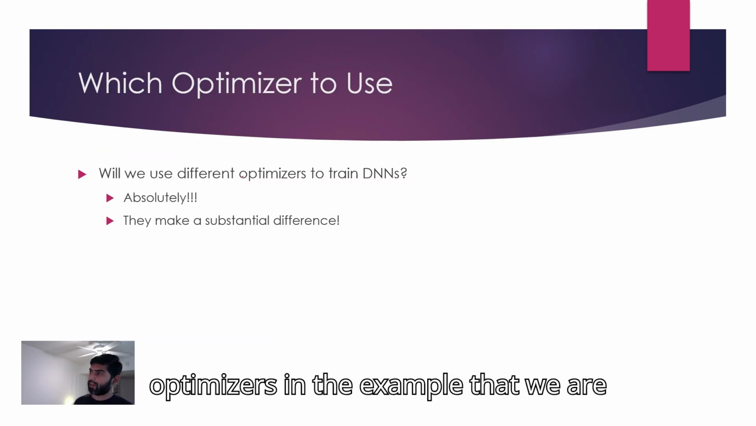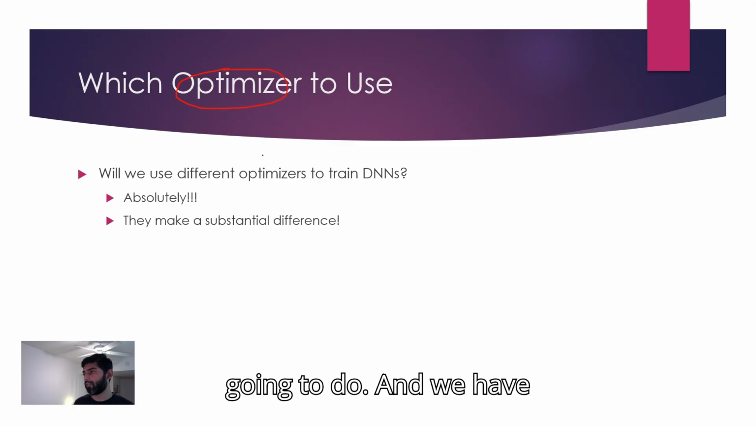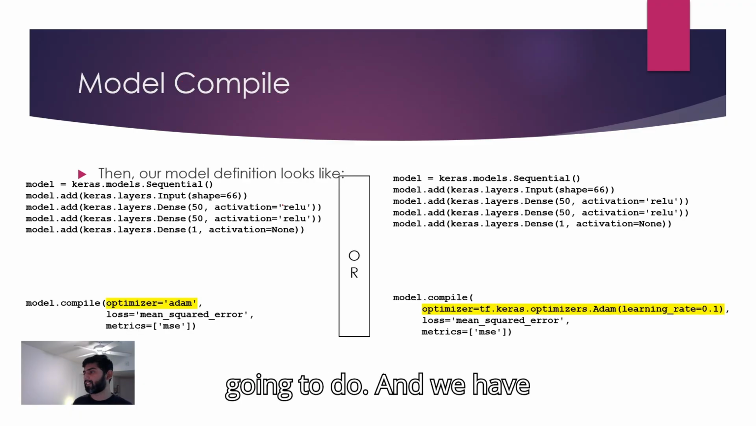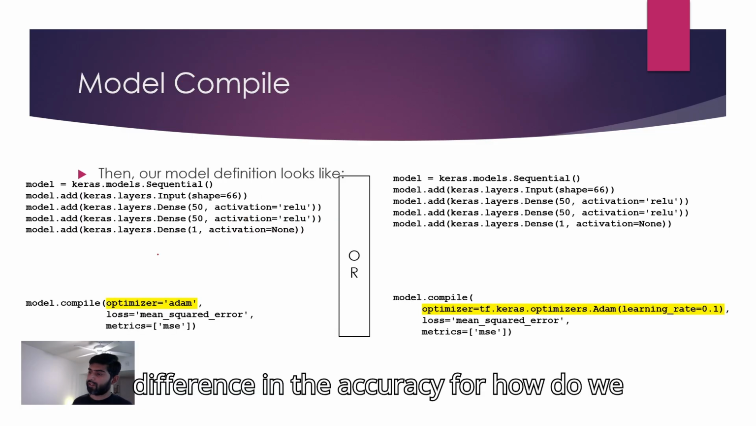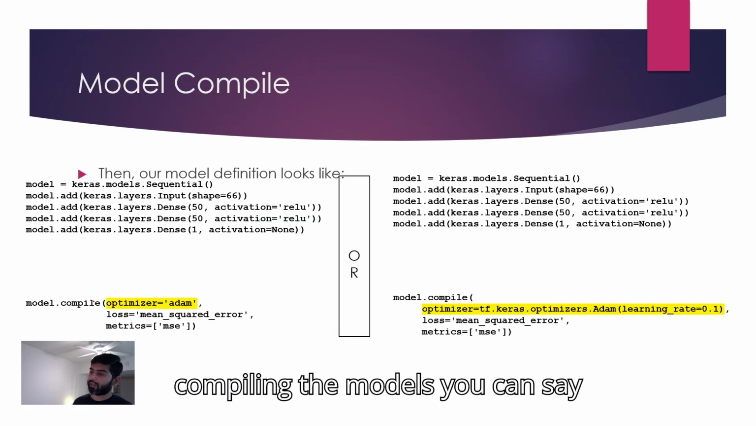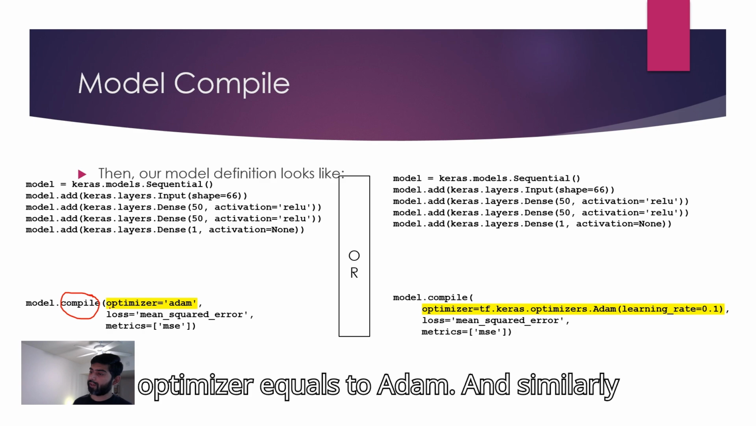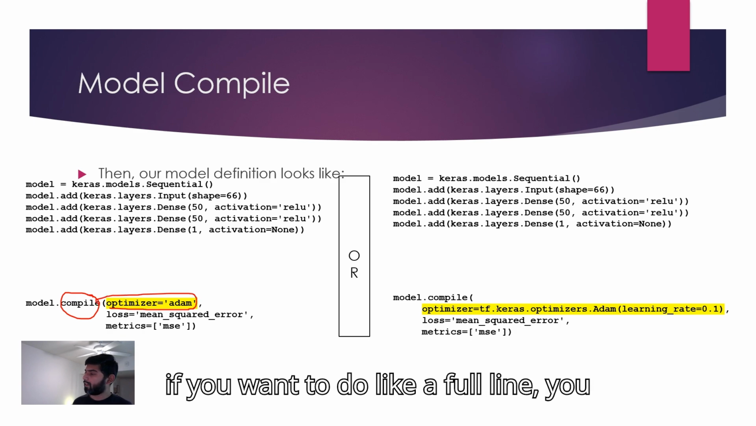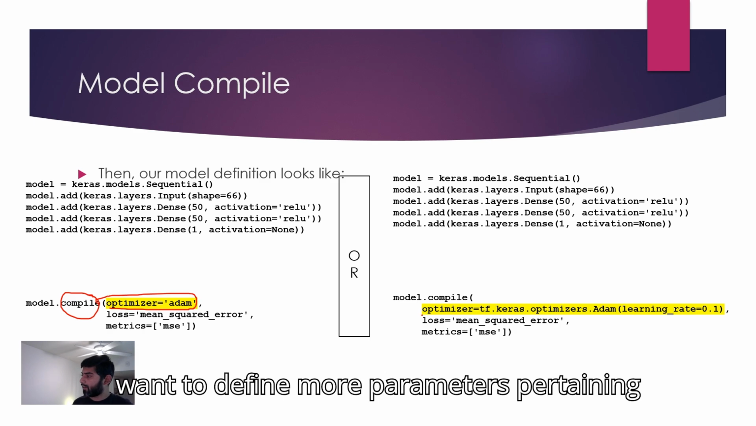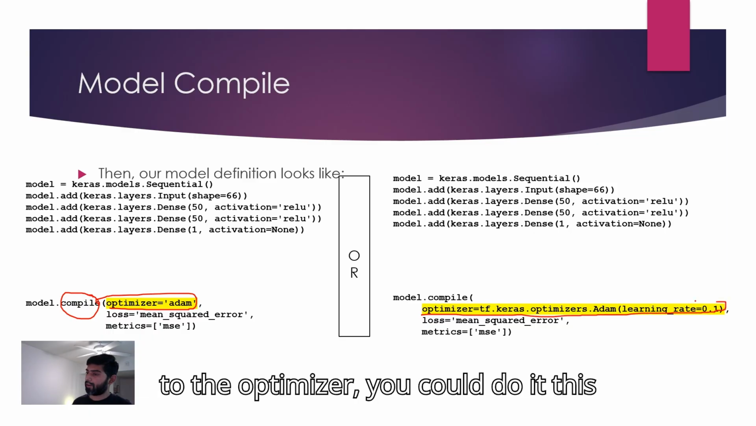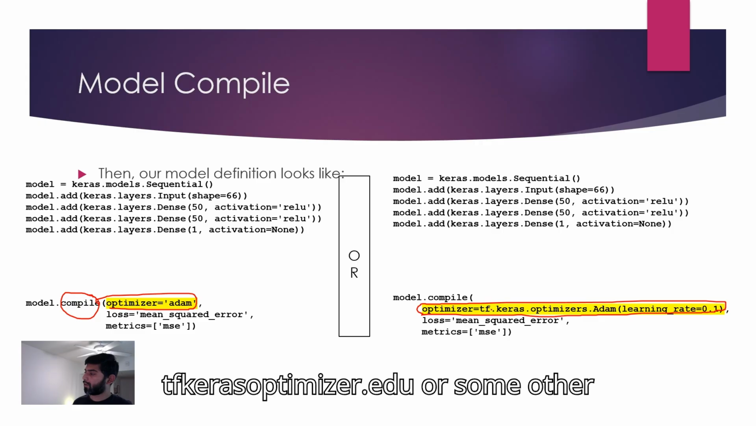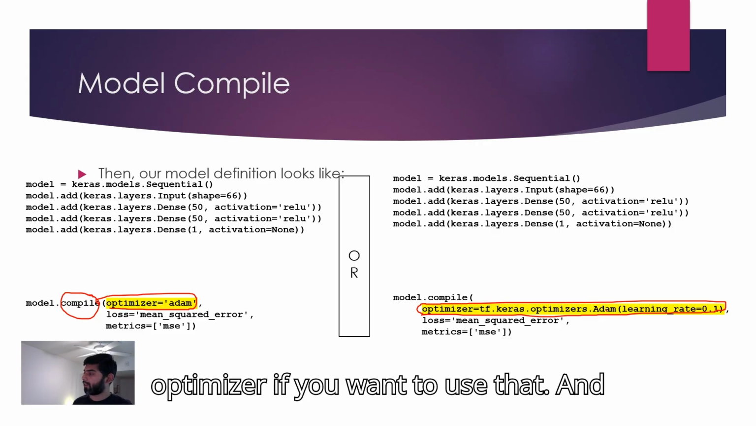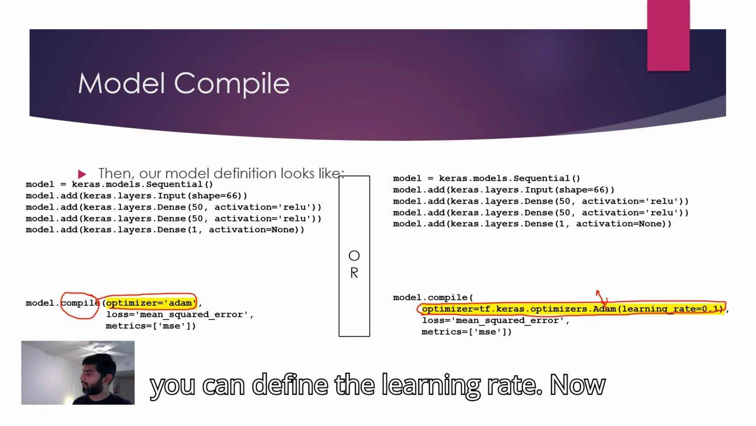We're going to use optimizers in the example that we are going to do, and we have realized that it makes a substantial difference in the accuracy. How do we define the optimizers? Just when compiling the model, you can say optimizer equals Adam. Similarly, if you want to define more parameters pertaining to the optimizer, you could do it this way: optimizer equals tf.keras.optimizers.Adam, or some other optimizer if you want to use that, and you can define the learning rate.